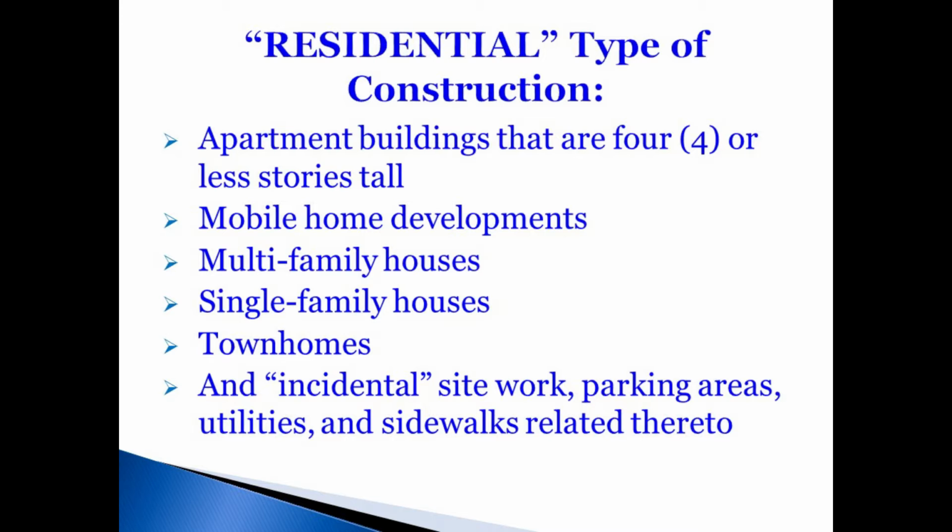The second type of construction is residential construction. The U.S. Department of Labor says residential construction includes the construction, alteration, or repair of apartment buildings that are 4 stories or less, mobile home developments, multifamily houses, single-family houses, townhomes, and this will also include work that is incidental to the construction work, such as site work, parking areas, utilities, and sidewalks.